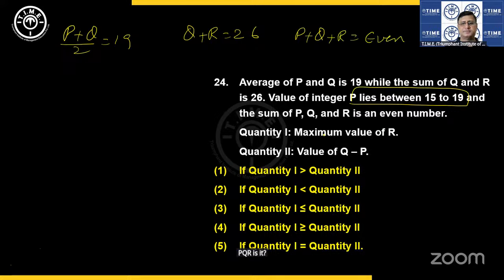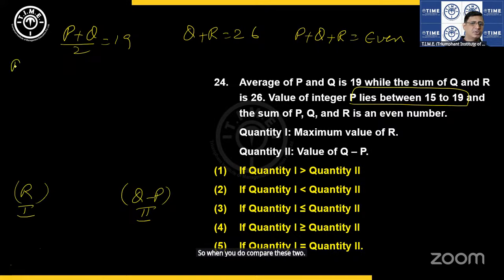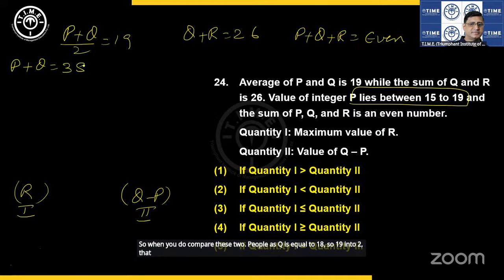The maximum value of R is quantity 1, and quantity 2 is Q minus P. So we need to compare these two. P plus Q is equal to 38, since 19 into 2 is 38.